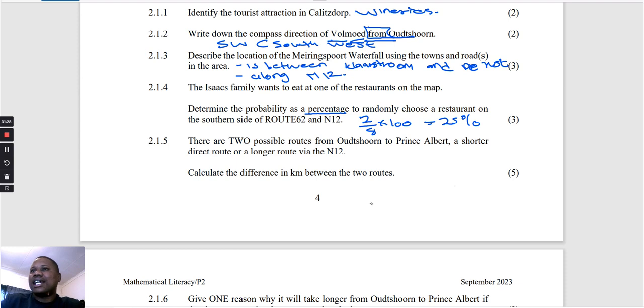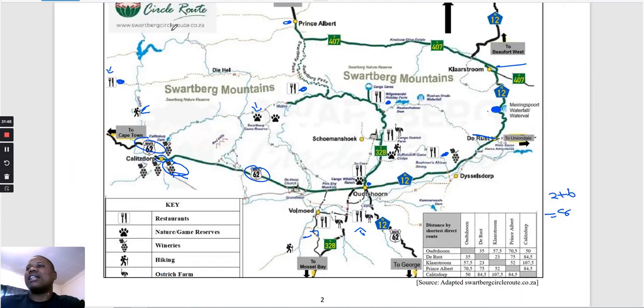Okay, let's do this. The direct distance, remember, is the short one. So the direct route, how much are we going to spend there? The kilometers is 70.5 kilometers. But then there is a long road via N12. Let's look at that, the road via N12.